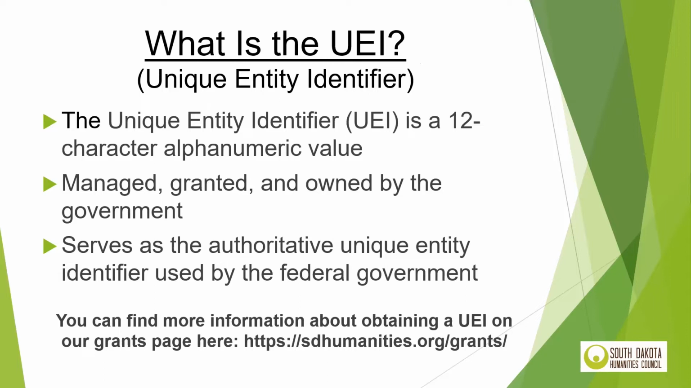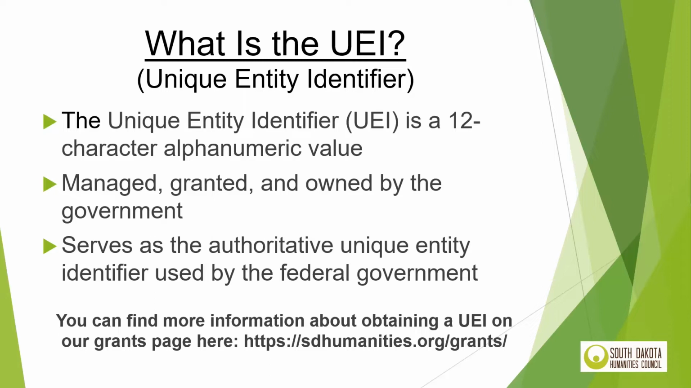And the UEI is a new requirement. On April 4th, 2022, the entity identifier used across the federal government changed from the DUNS number to the unique entity ID, and this is generated by sam.gov. It's a 12-character identifier made up of letters and numbers. If your entity currently has a DUNS number and is already registered in sam.gov, you have already been issued a UEI. You can log into SAM with your current login credentials to obtain your UEI.